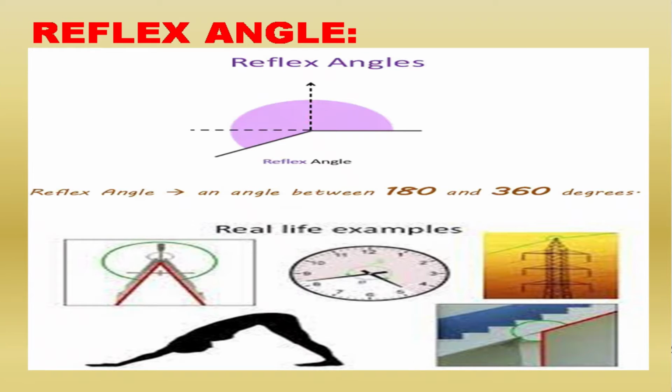The third angle which you are going to learn today is reflex angle. An angle between 180 degree and 360 degree is called a reflex angle. You can see some examples of objects forming reflex angle. So students, these are the different types of angles that you are going to learn in this class, and also we are going to compare these angles with right angle and straight angle.